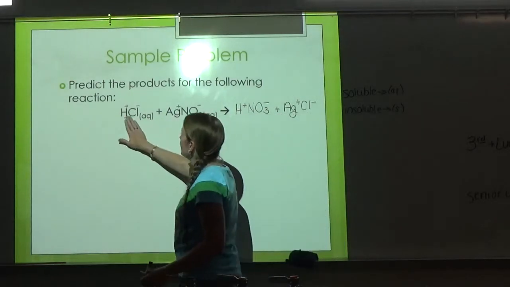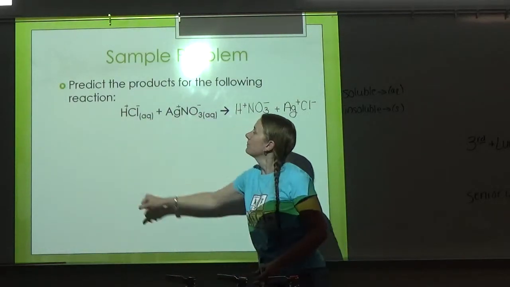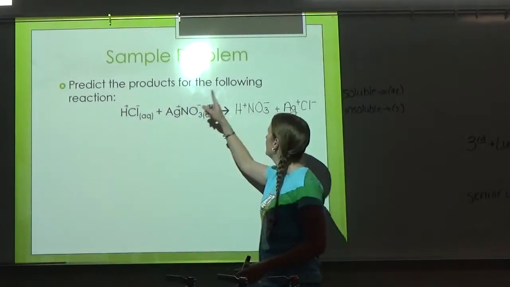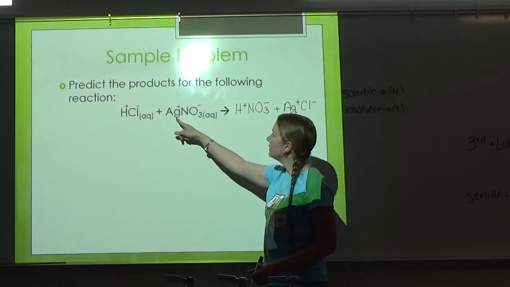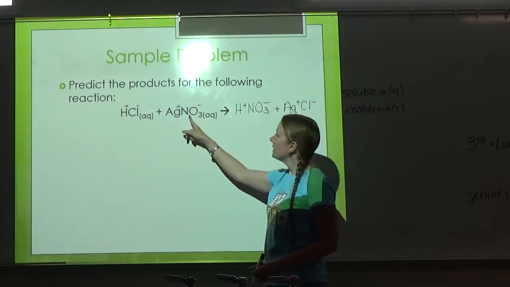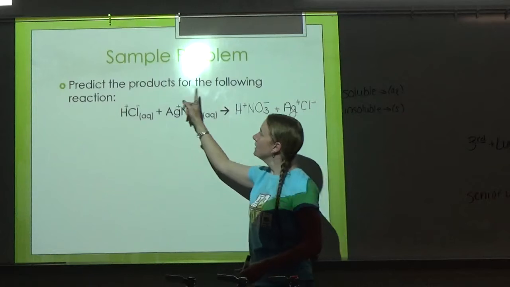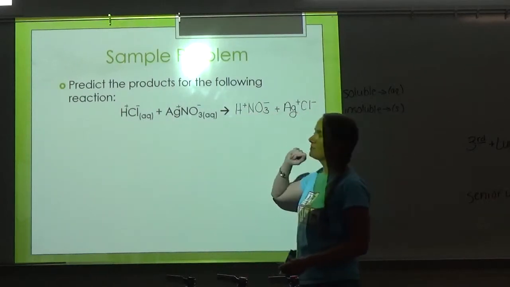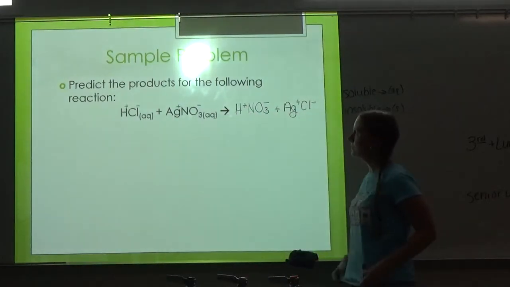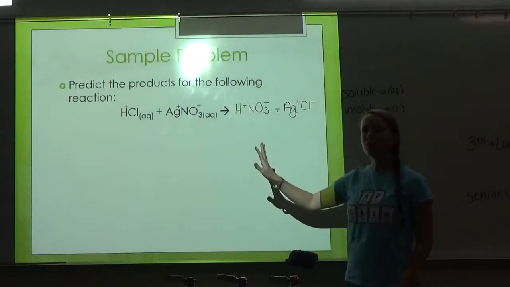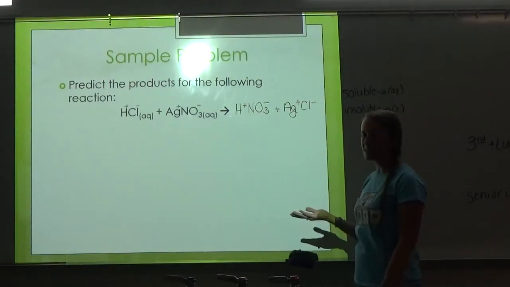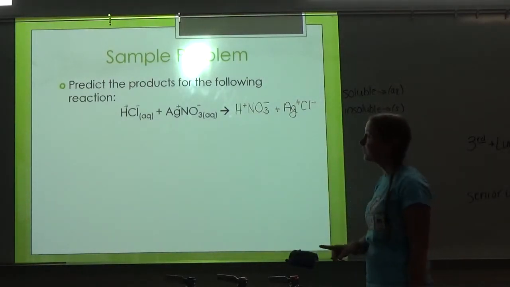All right, my next step is I need to balance the whole reaction. So I have Cl, Cl, Ag, Ag, NO3, NO3, H, H. So everything's balanced. So far so good. All right, so this part is nothing new. We've done double displacement and balancing already. This right here is the new part.